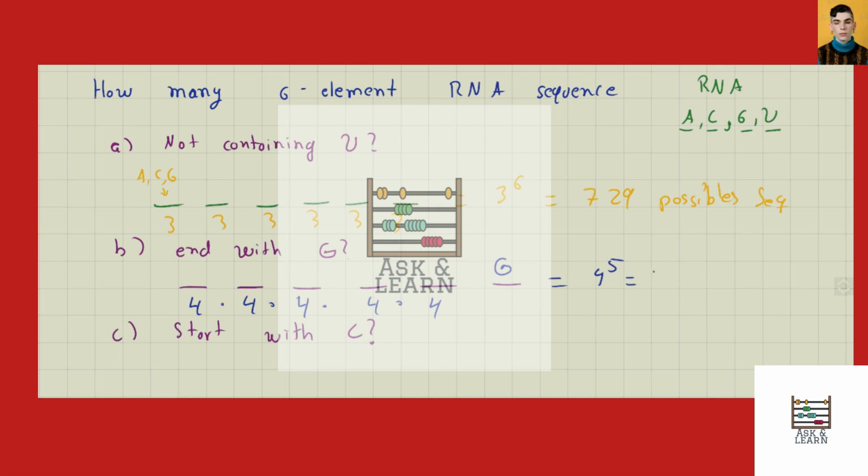Sorry, here I forgot something. Yes, we need this sequence to end with a guanine and a uracil. Okay, so it must end in a guanine and uracil. So now we have only four free choices for the rest of the bases. So here we can put A, C, G, or U, and so on in the rest. So we have 4 to the 4 power, and that equals 256.